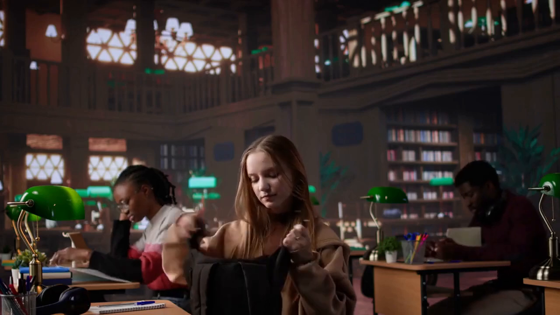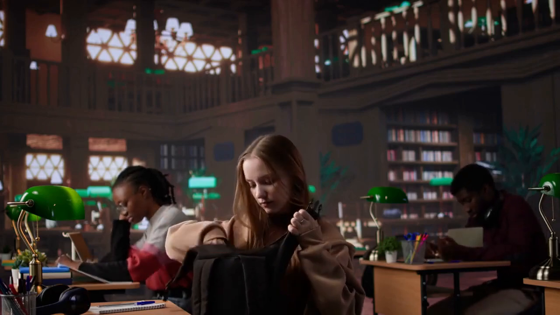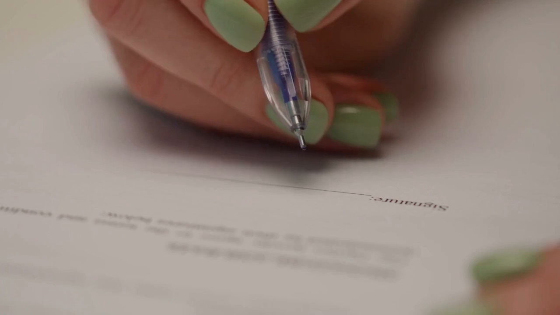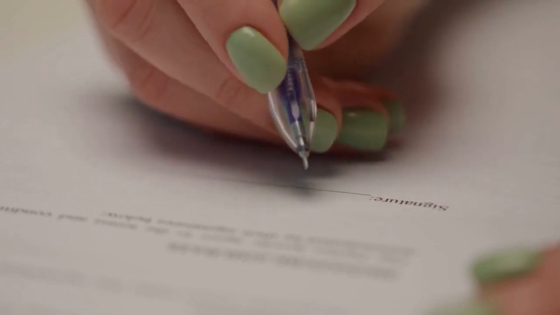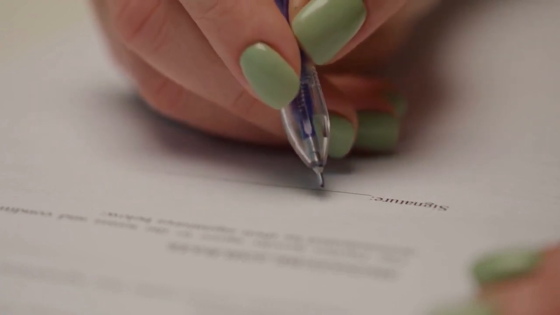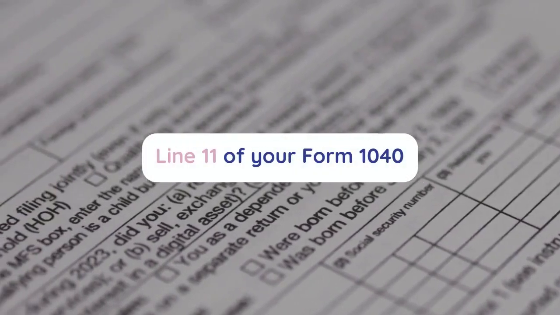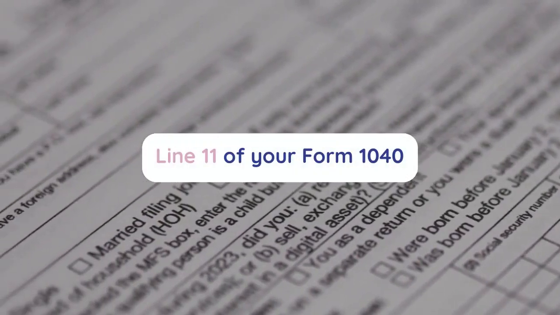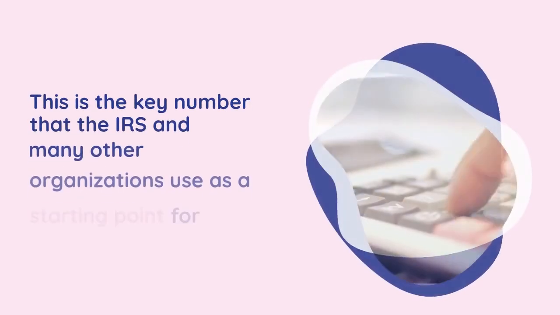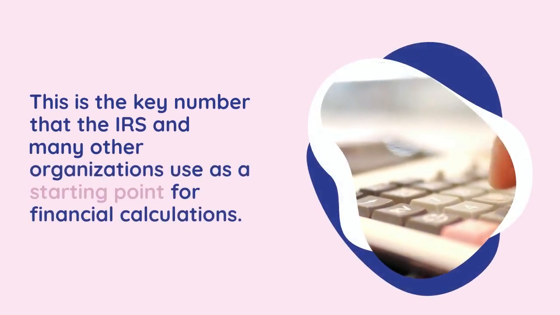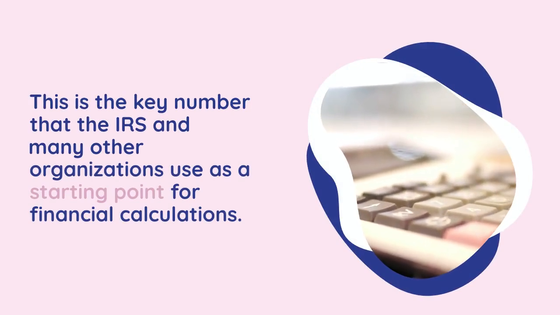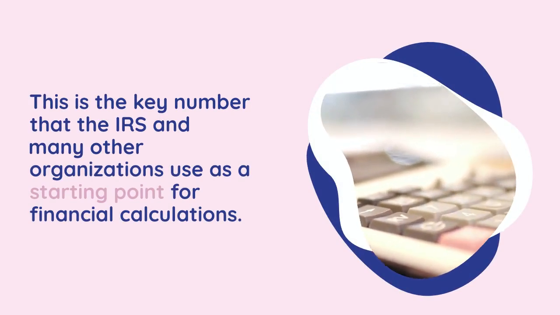When a lender, school, or other institution asks for your gross income from your tax return, they are almost always referring to your adjusted gross income, or AGI. You can find your adjusted gross income on line 11 of your Form 1040. That's it, line 11. This is the key number that the IRS and many other organizations use as a starting point for financial calculations. So why isn't it just called gross income?